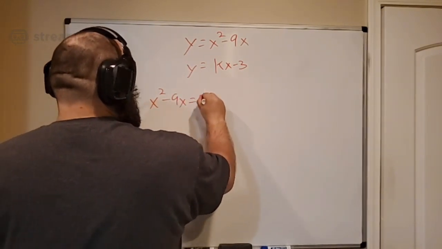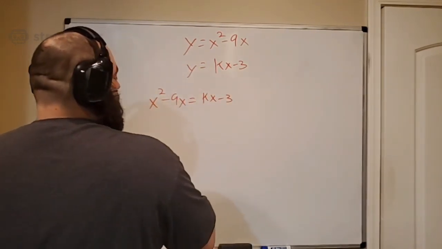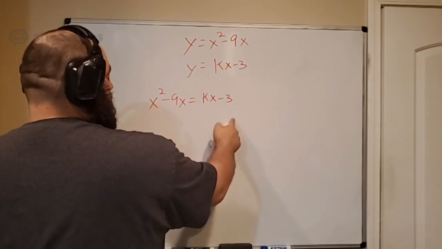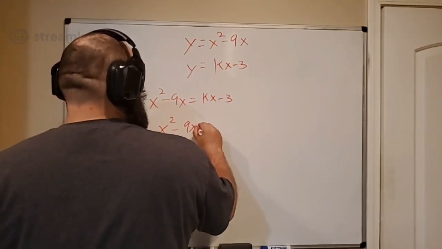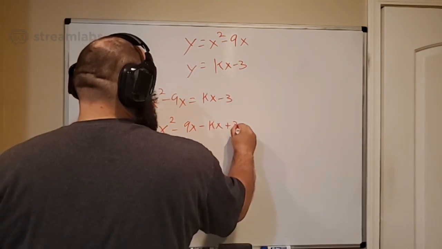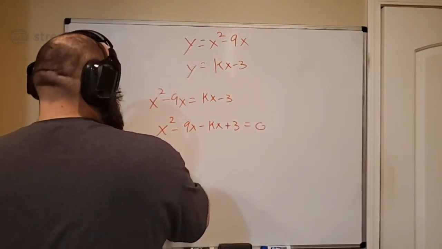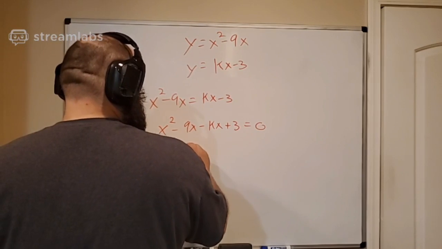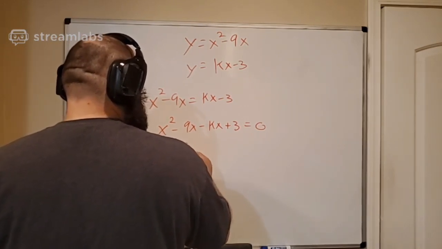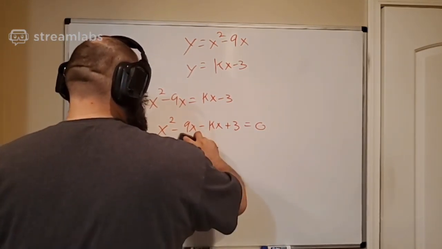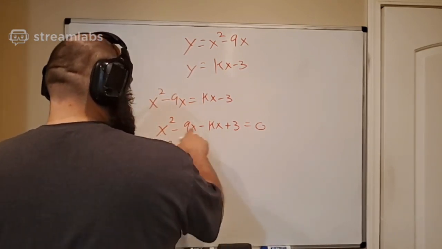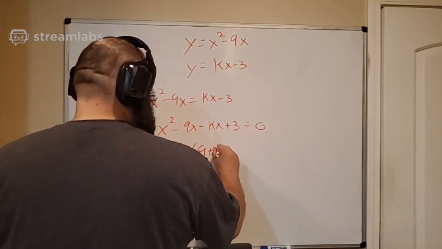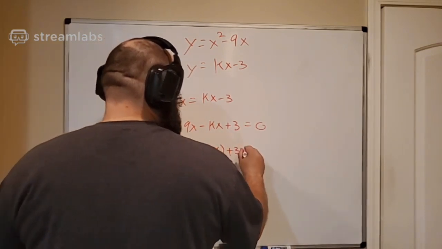And then, since you have a quadratic equation, you are going to set it equal to 0, so minus 9x minus kx plus 3 equals 0. I would personally go ahead and factor this as 9, and I factor out the x. So x(9 plus k) plus 3 equals 0. Something along those lines.